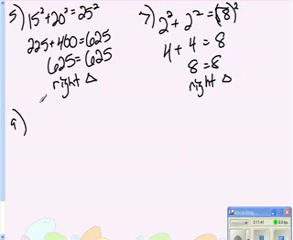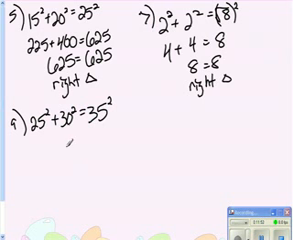Number 9. We have 25, 30, and 35, so 35 has to be your hypotenuse. So 25 squared plus 30 squared equals 35 squared. 25 squared, you should know, is 625. 30 squared is 900. I don't know what 35 squared is, so I have to do the math.